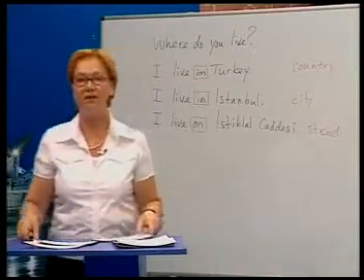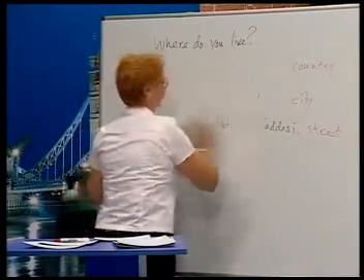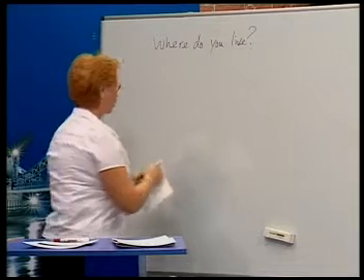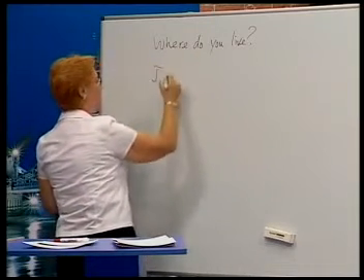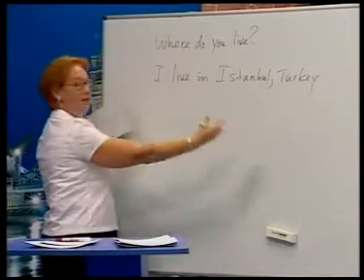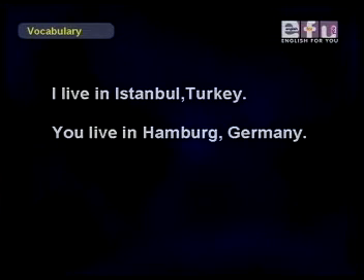Now, of course, you can make the sentences shorter. Look at this. Now, you can say, where do you live? I live in Istanbul, Turkey. I live in Istanbul, Turkey. You live in Hamburg, Germany.